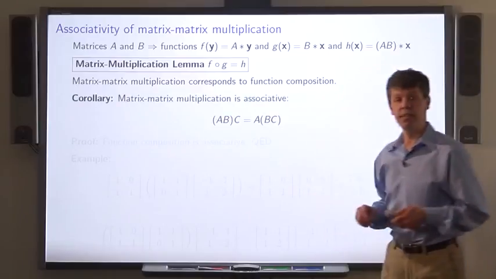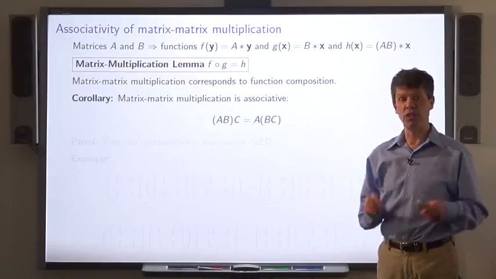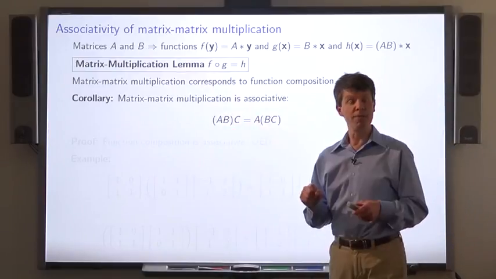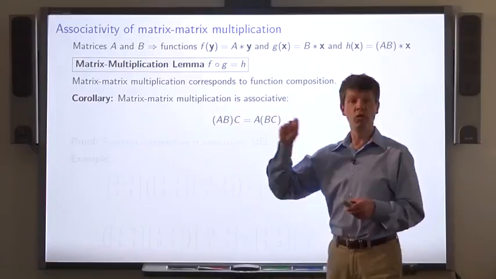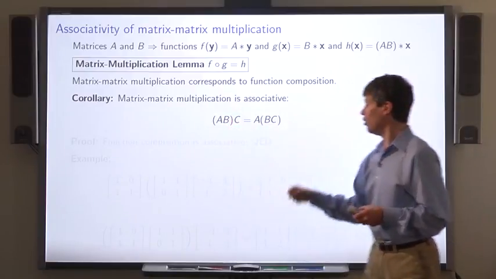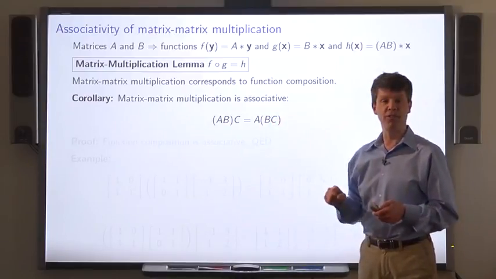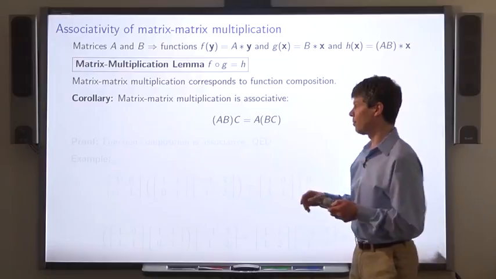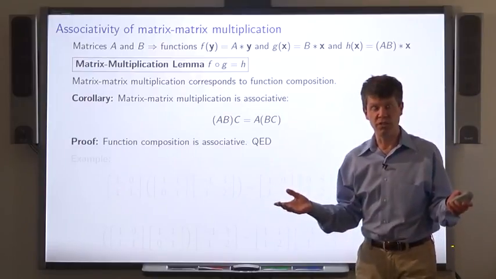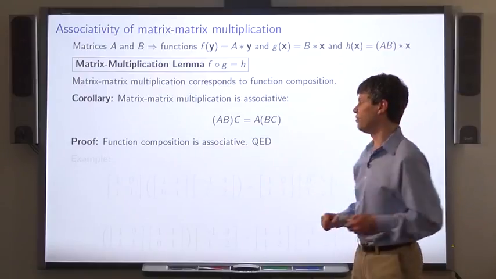And this gives us a nice corollary. Matrix-matrix multiplication is associative. What that means is, in taking the product of three matrices A, B, and C, you can first take the product of the first two and then multiply by the third, or you can take the product of the second and third and then multiply by the first. You get the same result. The proof is very simple. Function composition is associative, therefore matrix-matrix multiplication is associative.